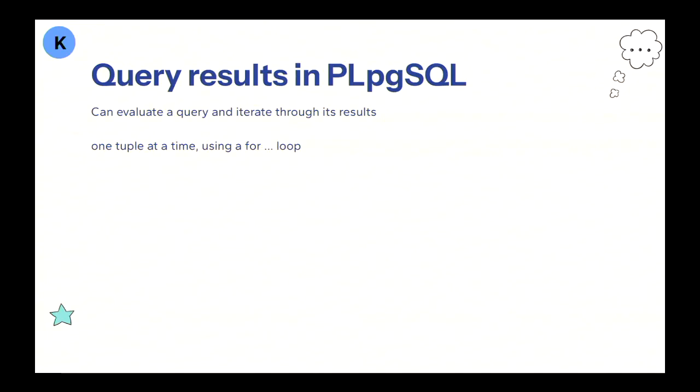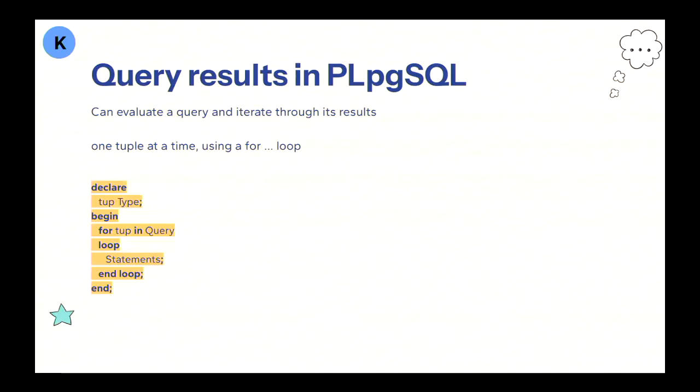So sometimes, actually most of the time, queries will return multiple values as the result, multiple rows. And how can we handle them? How can we traverse the list of results? Actually, we can use a for loop here.